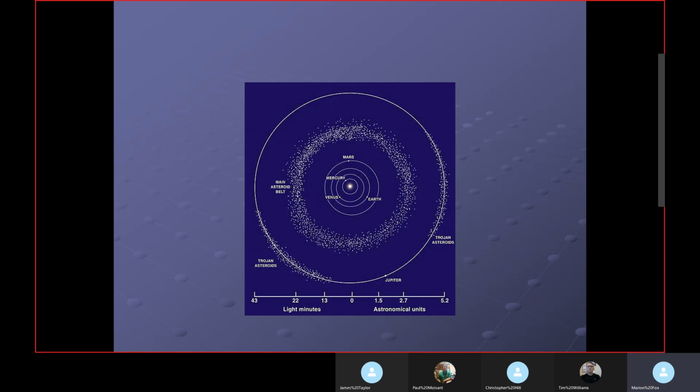Now, we do have here the inner planets, and of course, Mercury, Venus, Earth, and Mars. Then there's an asteroid belt that some think may have been a planet that was fragmented somehow. And the Trojan asteroids out here that fit in with Jupiter. Now, these asteroids are locked into an orbit with Jupiter, and they orbit around in the same orbit as Jupiter.